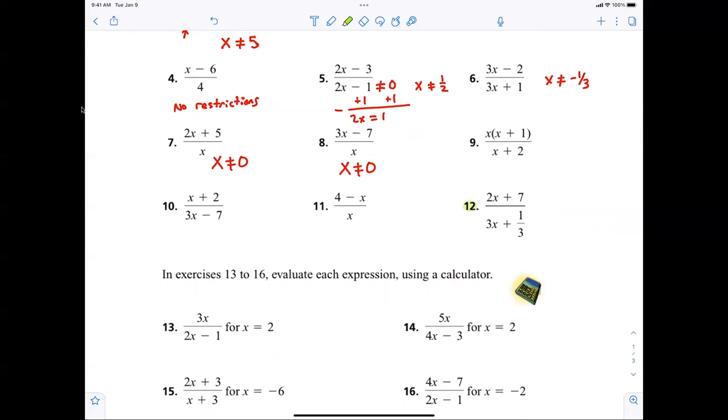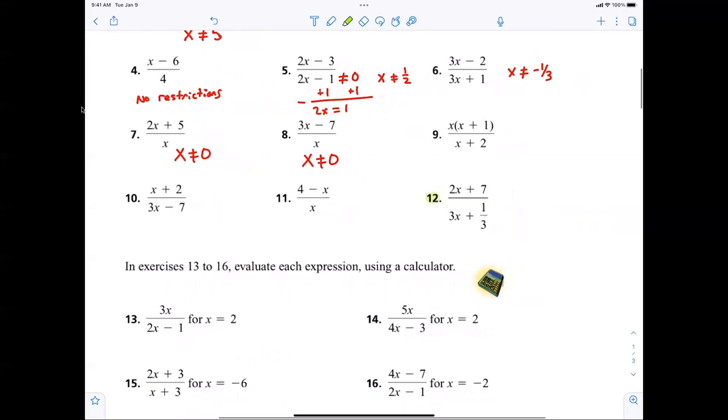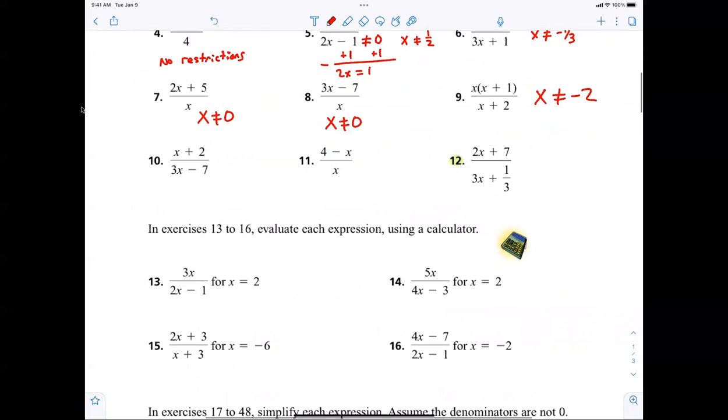Number 9. What do we have for number 9? X cannot equal -2. Anybody have any issues with that? Number 10. X cannot equal 7/3. Is that good? Good with that?